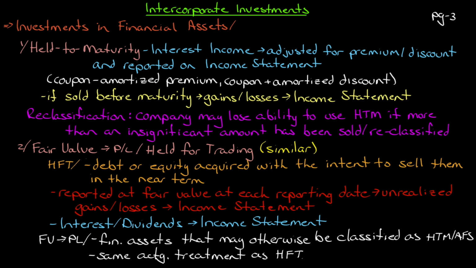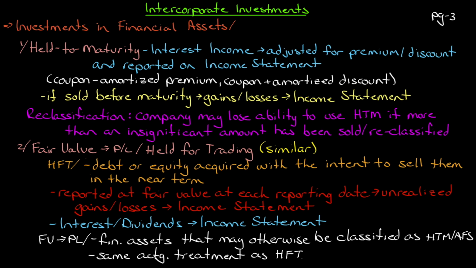Fair value to P&L is financial assets that may otherwise be classified as held to maturity or available for sale. And they have the same accounting treatment as held for trading. So why wouldn't we just call it all held for trading? Well, let's go back to the held to maturity. If more than an insignificant amount is reclassified, you lose that category. So let's say you've lost that category and you buy some debt securities and you want to hold them to maturity. Your intent is to hold them to maturity. Well, they're not held for trading. Held for trading says you plan to sell them. So you say, well, I can't use held for trading.